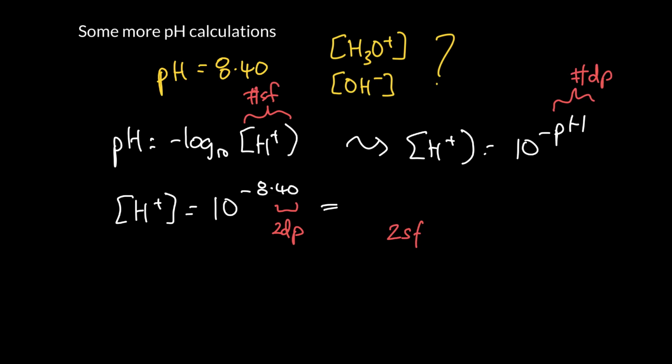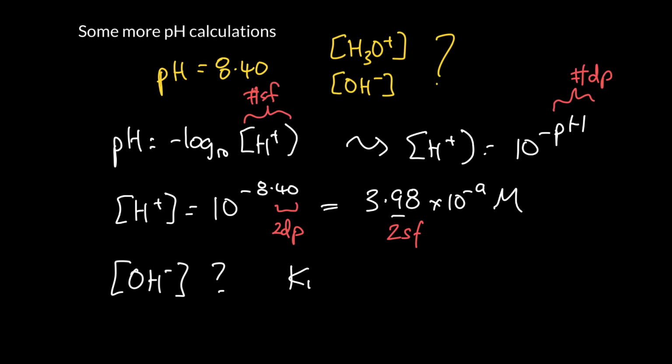So if we take 10 to the minus 8.40, our calculator says 3.98 times 10 to the minus 9. I'll actually keep that as a guard digit, so I should really say 4.0 times 10 to the minus 9 moles per liter. There, so I got to remember to put that in. Now, what about the concentration of OH minus? There's a couple of ways to do that.